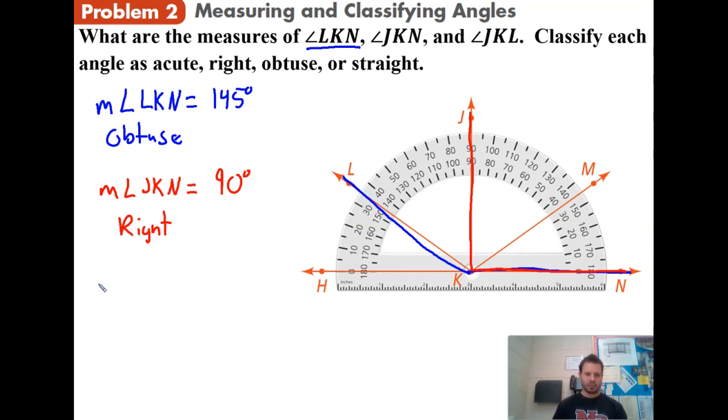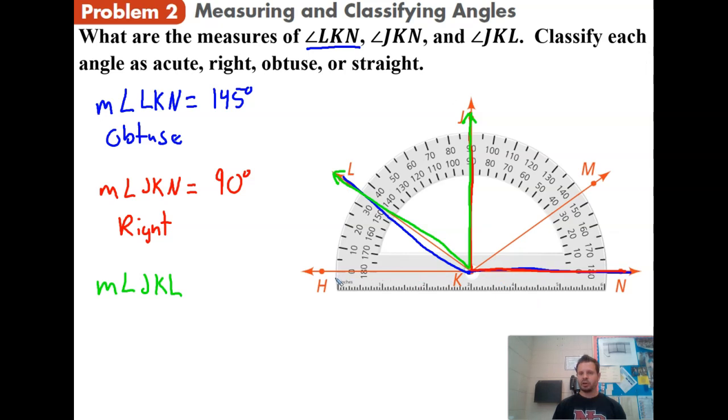All right, then for the last one, this will be the tricky one and get us thinking about some other stuff we're going to do in this lesson. We want the measure of angle JKL. Let's show you why that's tricky. If I connect my dots, J to K to L here, I end up with this angle in green. Now this one will be a little more difficult because I don't have either of these rays along the 0. Here's what I can do instead though.